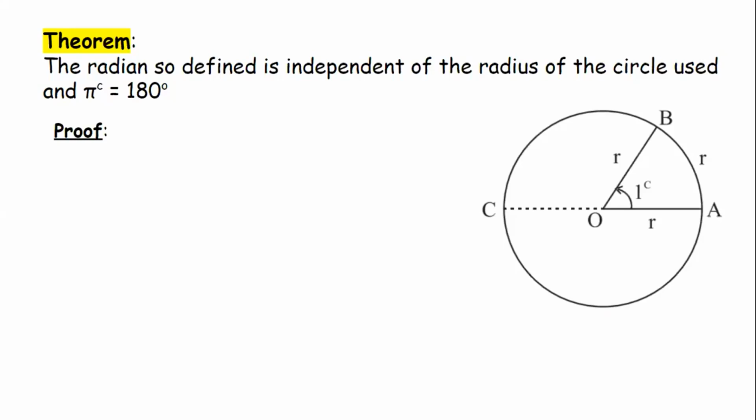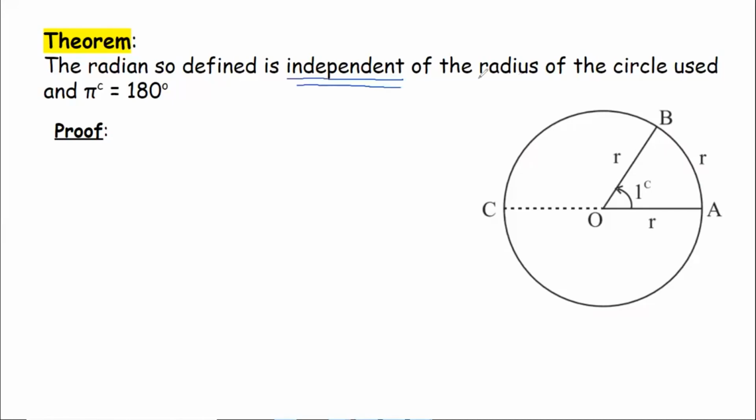Okay. So the statement of the theorem is: the radian so defined is independent of the radius of the circle used, and we also need to prove that pi radian is equal to 180 degree. So whenever we start with a theorem or a proof, we have a few assumptions.